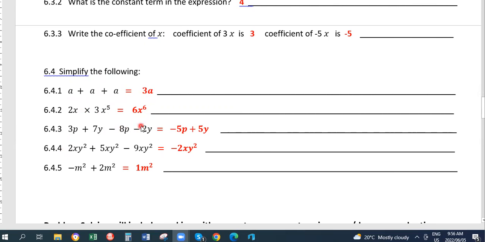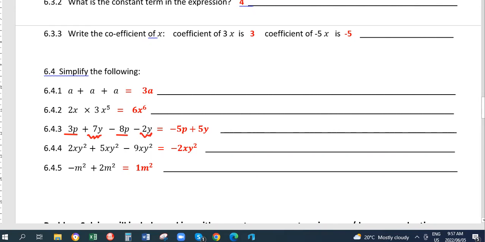Now here, are we multiplying? No. So should we change the exponents? No. So what we're looking for here is like terms, because we need to decide what can we add, right? We can't add everything, so we need to decide. We can only add like terms. So what is like? Like means it must look identical in terms of the letter or the variable and the exponent. We have a p here and we have a p here. They look identical. Then we have this one and this one. These are y's.